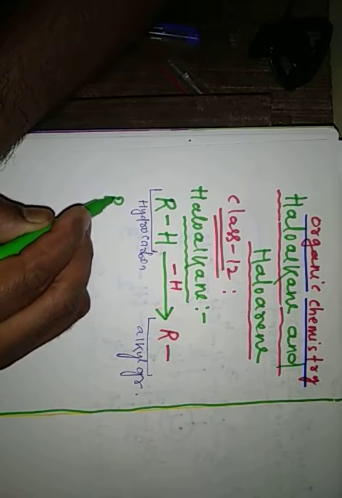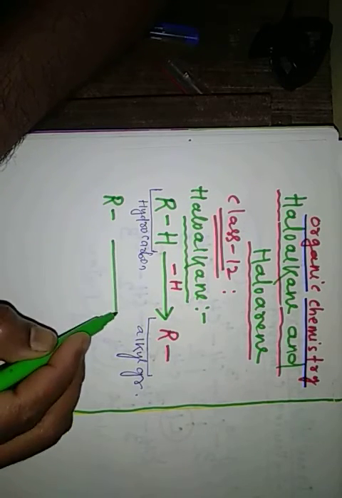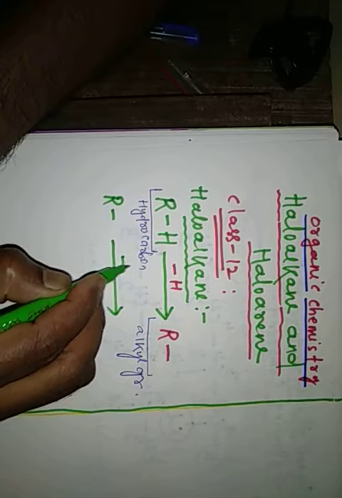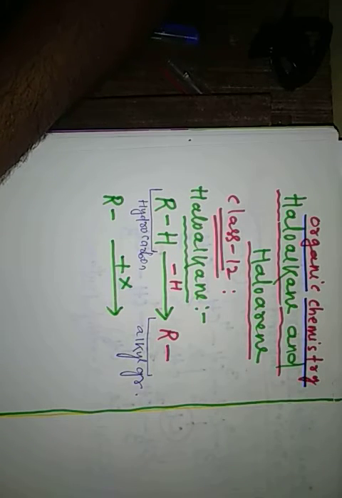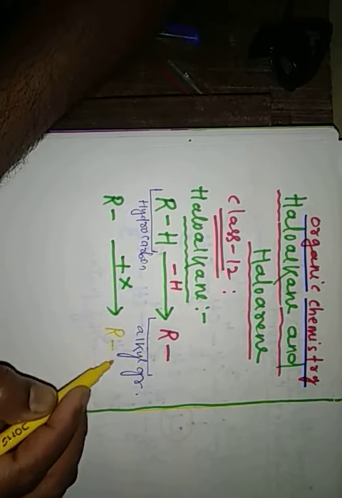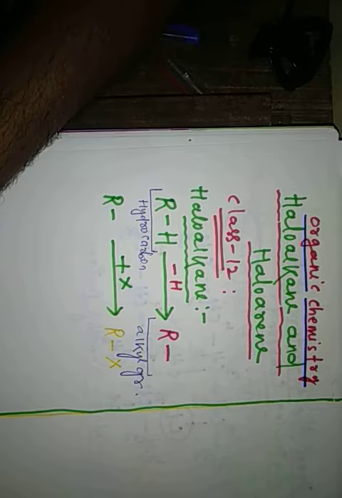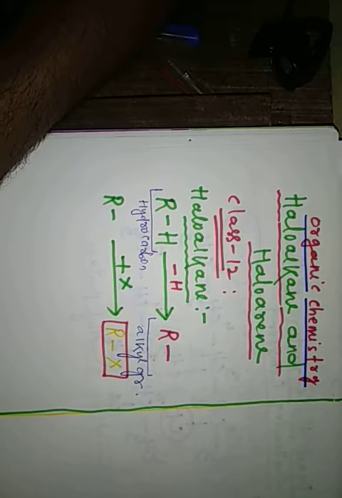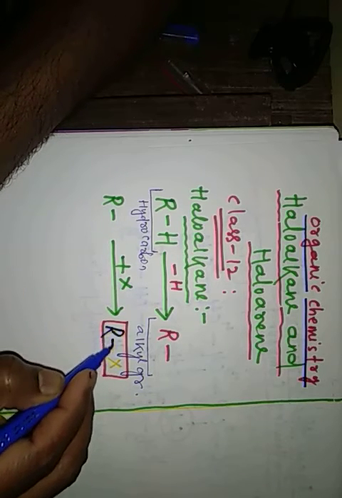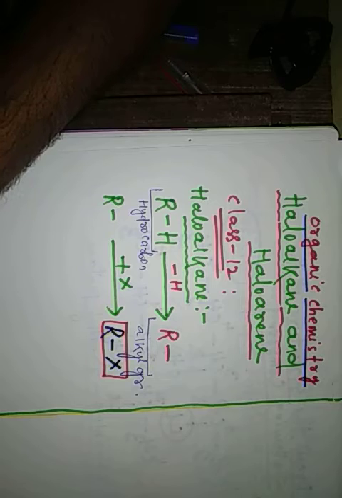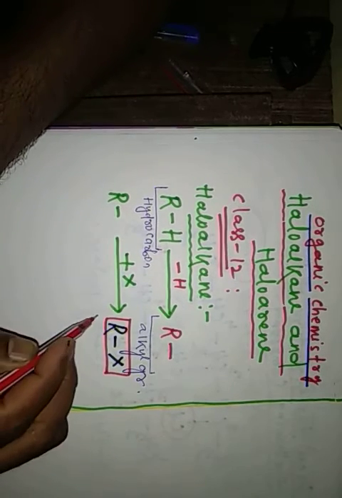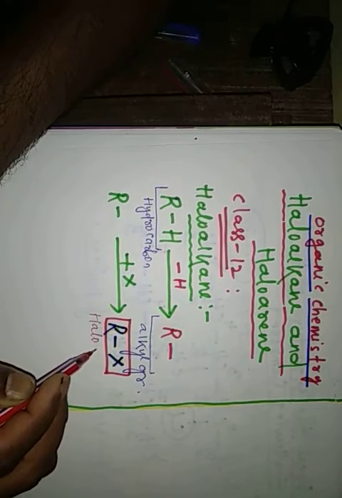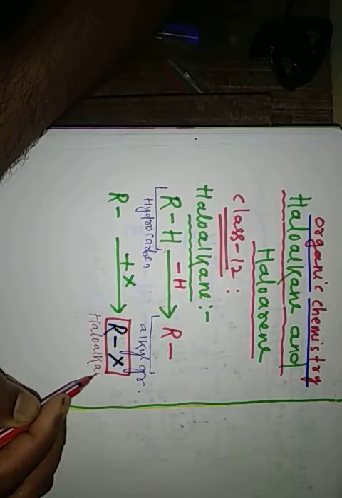So to the alkyl group, if we add a halogen group, it gives haloalkane. This is called your haloalkane. RX is the haloalkane. It is called haloalkane. Okay.